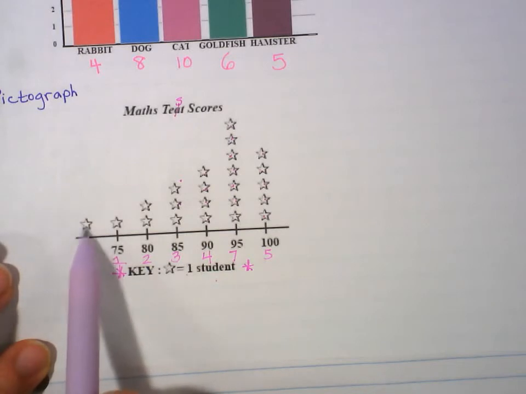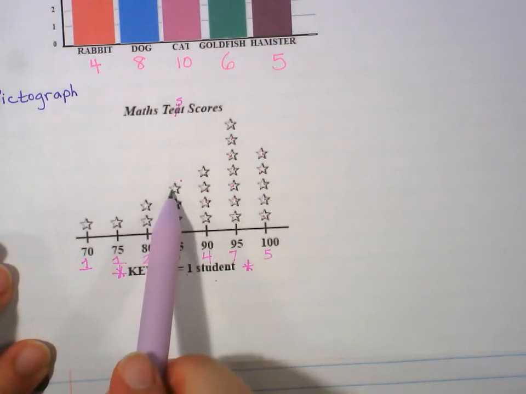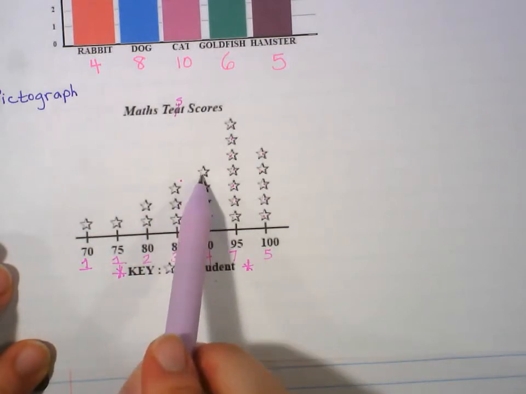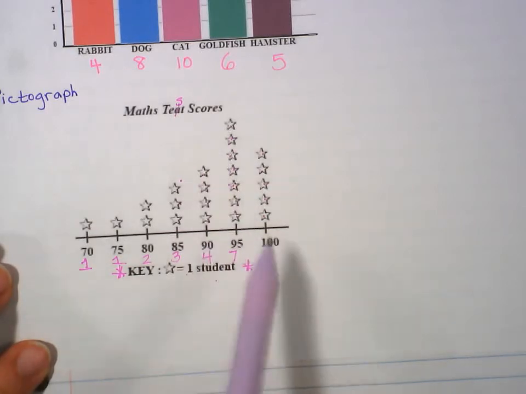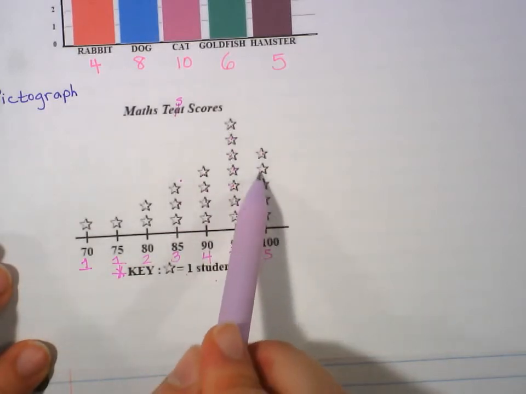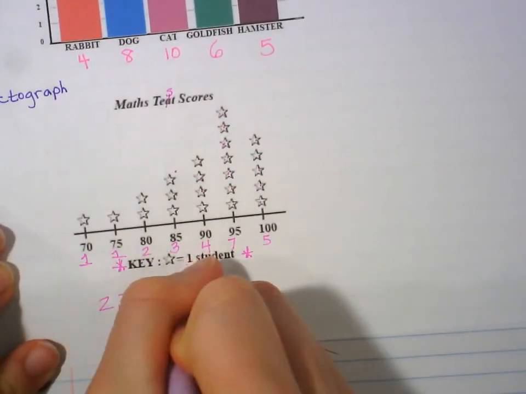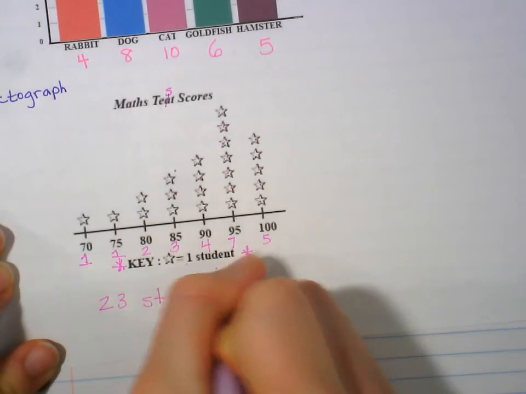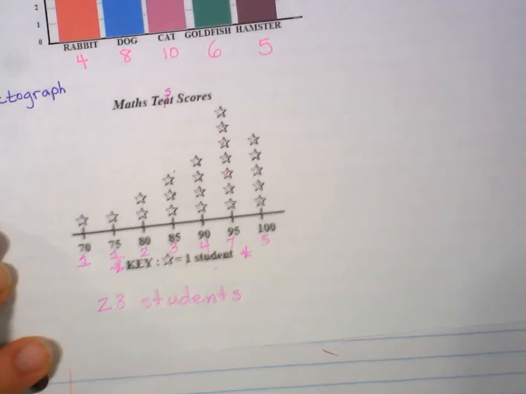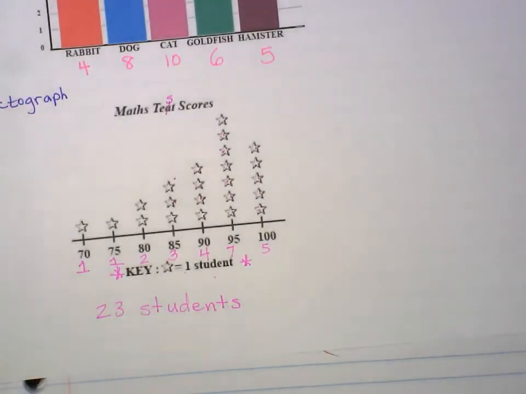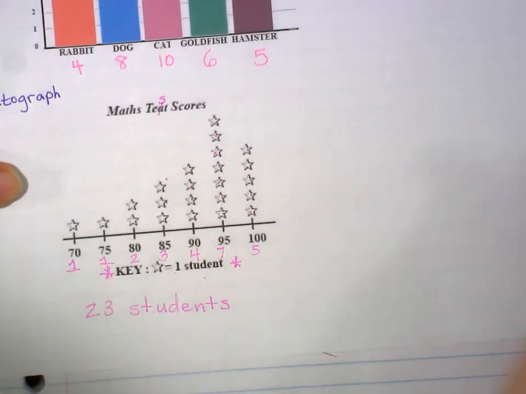Let's check. 1, 2, 3, 4, 5, 6, 7, 8, 9, 10, 11, 12, 13, 14, 15, 16, 17, 18, 19, 20, 21, 22, 23. Okay, so there are 23 students whose scores we have. There are 23 students, 23 stars. Now, we want to find that average test score, the mean math test score.